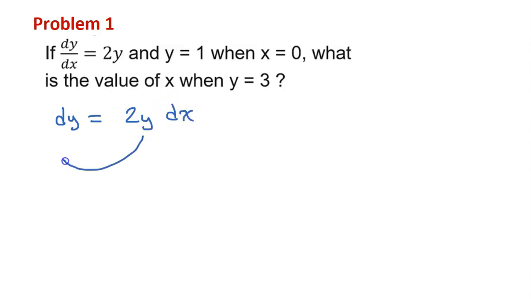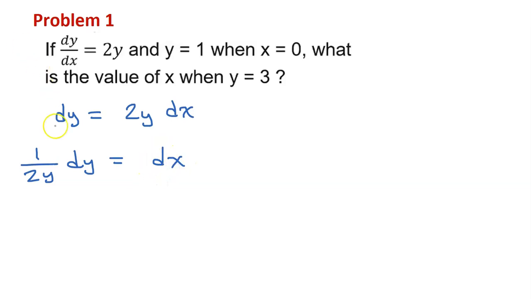Now we want to get this 2y over here on the left. So let's divide both sides by 2y. Then we will have 1 over 2y dy is equal to dx. Now that we have all of the y's on the left and the x's on the right, we can integrate both sides of the equation.